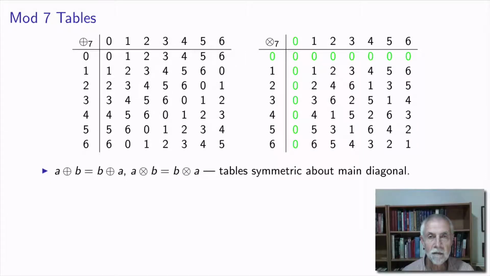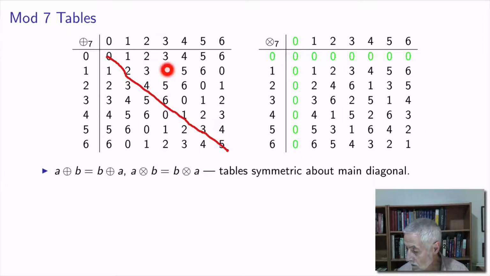So now we're going to look at some of the patterns and features of the modulo 7 tables. If we look at, first of all, the addition table, and we look at the main diagonal, that's the one going from the top left down to the bottom right, then we see that the table is symmetric about this. So we have 3 and 3, we have 4 and 4, and this just corresponds to the fact that A plus B is equal to B plus A. So for example, 2 plus 4 is equal to 6, and 4 plus 2 is also equal to 6.